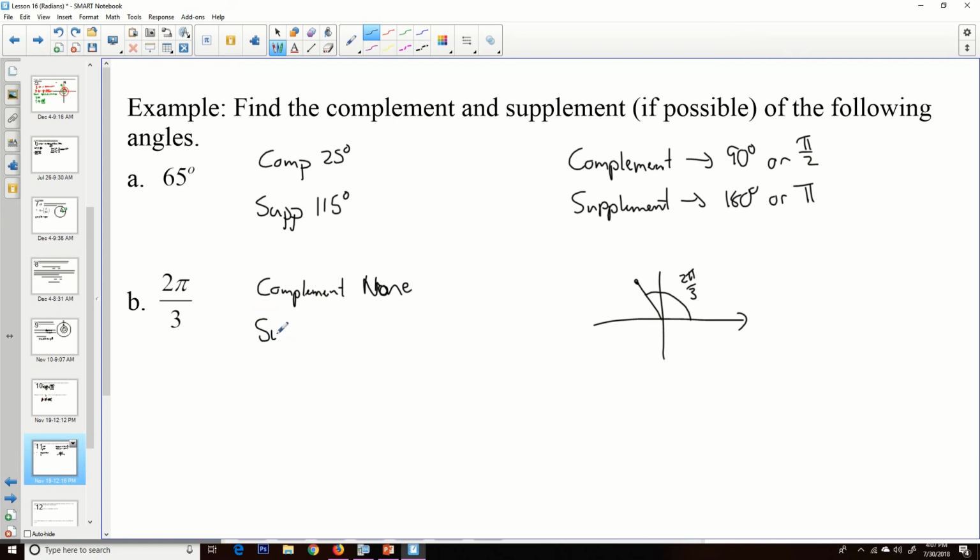All right, and if we talk about the supplement, it goes to 180 or pi, and so if I want to figure out what the supplement is, I'm going to take that pi and subtract away, because I just need this portion right there. I'm going to take that pi, which would be right here, and subtract 2 pi over 3. Well, I don't have a common denominator, so how many thirds are in 1? There are 3 thirds in 1. So 3 pi over 3 minus 2 pi over 3 is just pi over 3, and that is my supplement.